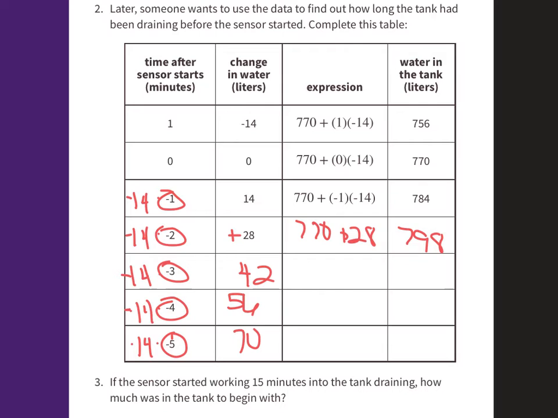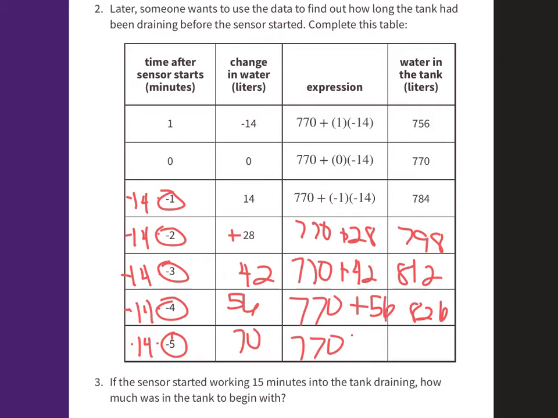770 plus 42 is 812. And then we go 770 plus 56 is 826. And then 770 plus 70 is 840.